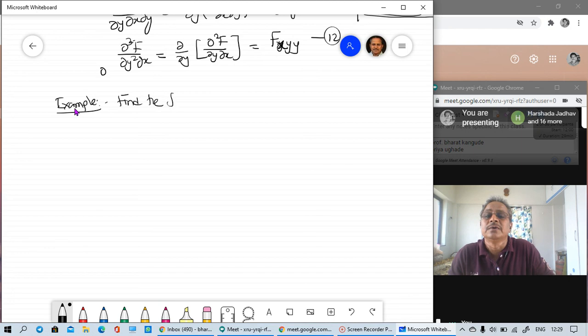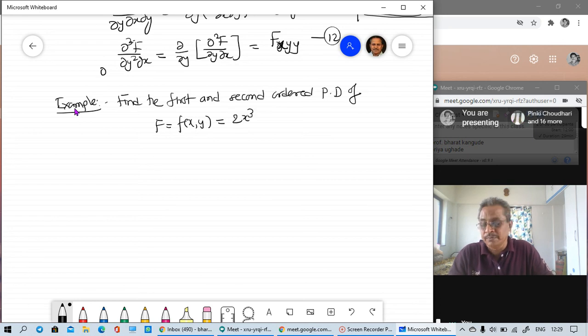Find the first and second ordered partial derivatives of the given function F, which is a function of two independent variables, f of x, y, and is given to be twice x cube y square plus y cube. This is the function I have been given.